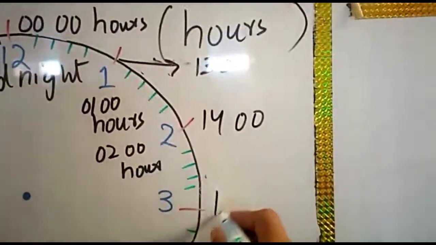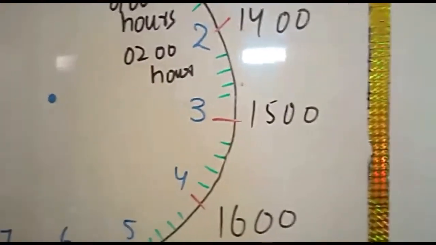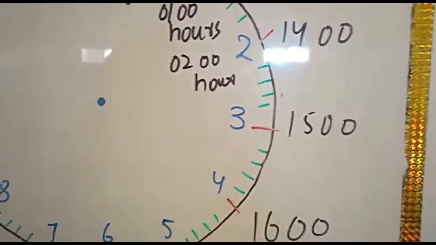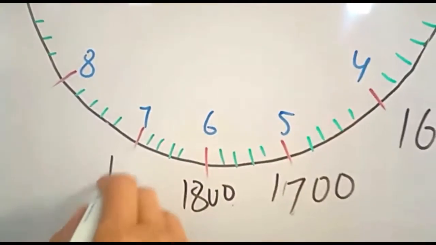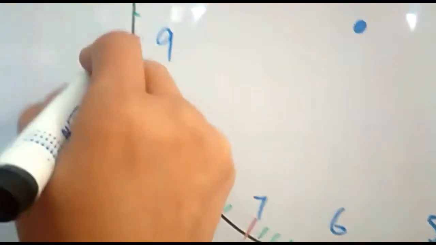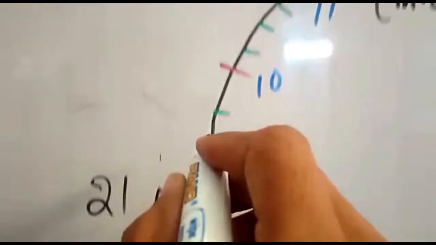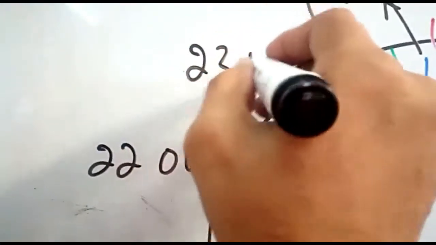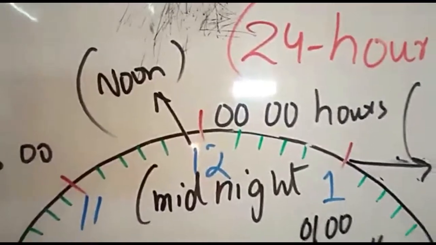14 hours, 15 hours, 16 hours, 17 hours, 18 hours, 19 hours, 20 hours, 21 hours, 22 hours, 23 hours, and again midnight, 0000 hours or 24 hours.